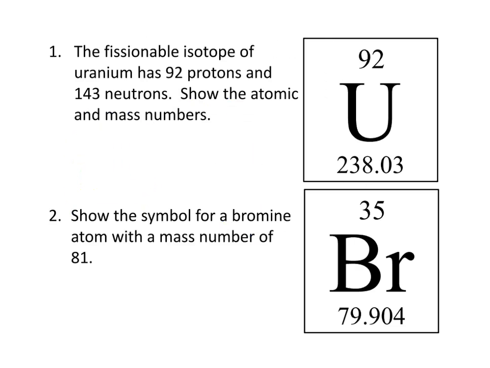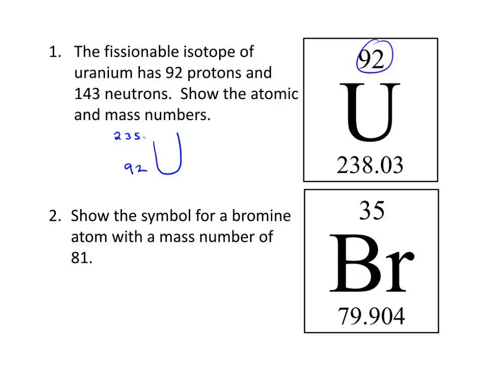Let's look at a couple of other examples. Number 1. The fissionable isotope of uranium has 92 protons and 143 neutrons. Show the atomic and mass numbers. Well, first off, we know that the chemical symbol is U. The atomic number is just the number of protons, and that's going to be written in the lower left-hand corner. The mass number is going to be the sum of protons and neutrons. 92 plus 143 is 235, and we'll write that in the upper left-hand corner.